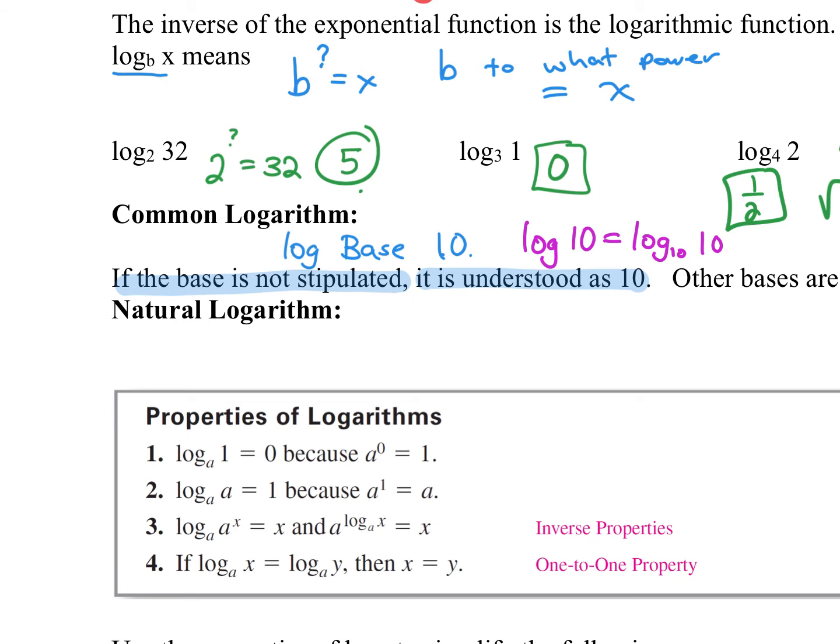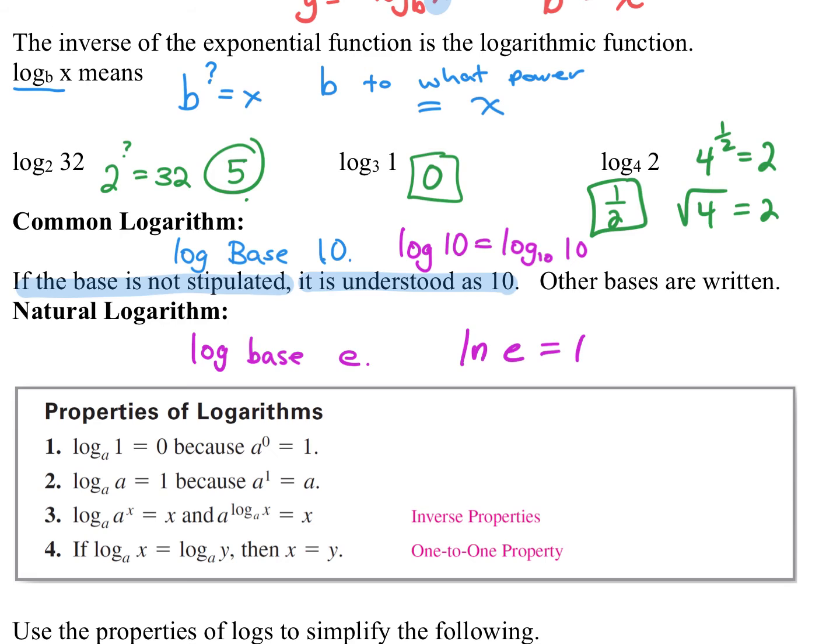We also use a different logarithm, the natural logarithm. This is one you'll see especially next year in calculus. The natural logarithm is log base e. This is a transcendental number. It's about 2.78. In other words, the natural log, we write that as ln of e, would be 1. Why is that the case? Because the natural log asks us, e to what power equals e? Well, e to the first power would equal e.